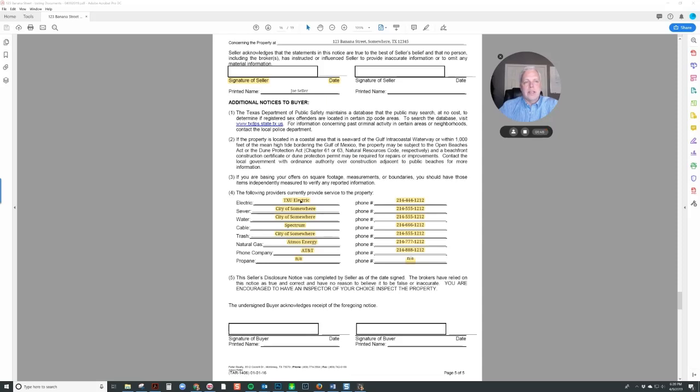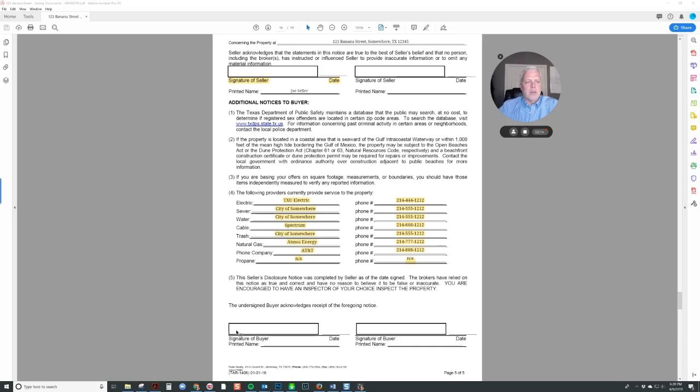I've used TXU Electric, City of Somewhere. In our area, the sewer, water, and trash are all handled by the same company. And then Spectrum is a cable company that is within this area. So I've used Spectrum, and then natural gas, Atmos Energy is a local provider, and so on. And then you put the phone numbers coordinating to each one of those.